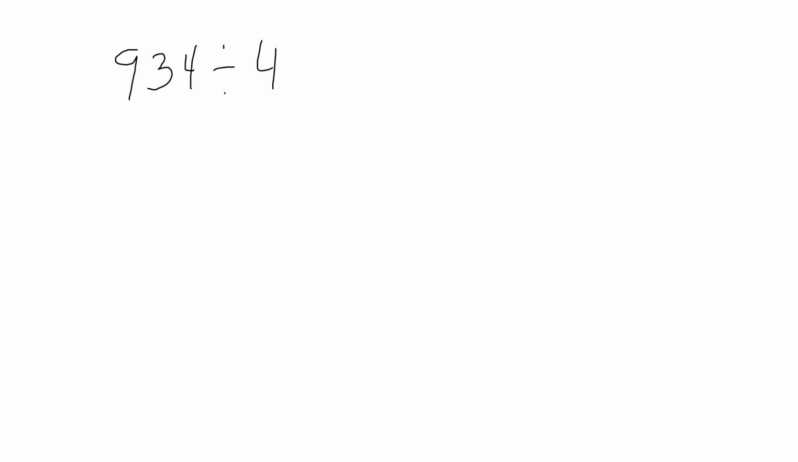Looking at this, I'd be asking myself, 4 times something, and it's got to be something with 100, because we're using that place value. So something times 100, and it's like The Price Is Right. I want to get as close as possible without going over. So I want to get as close to the 934 without going over, and that's the 800.